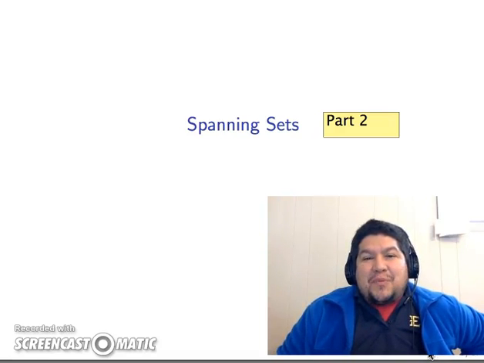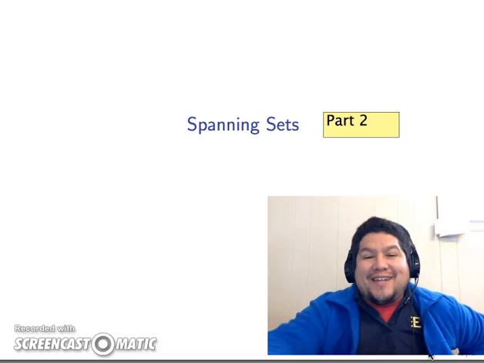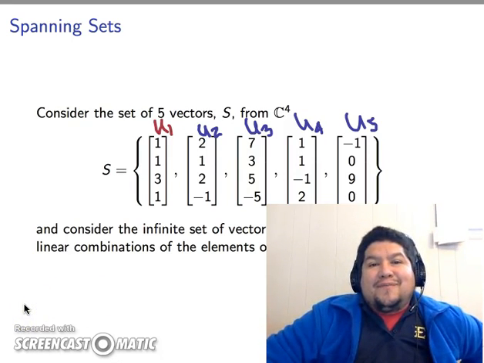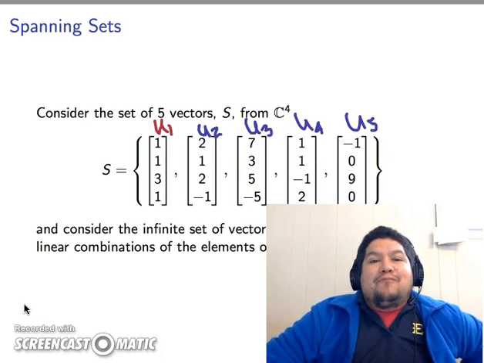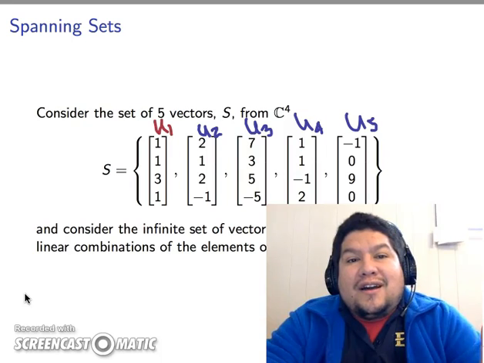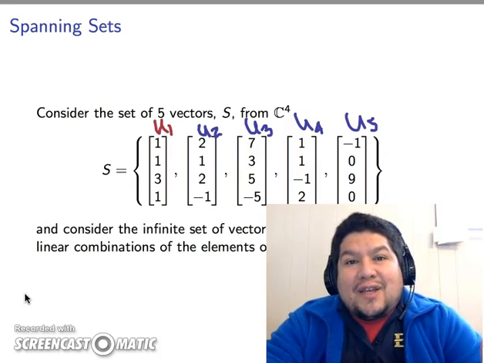Welcome back. This is part 2 of spanning sets. So in our discussion of representing all possible linear combinations of a given set, that would be precisely the definition of a spanning set. We are discussing examples in reference to this set of C4.